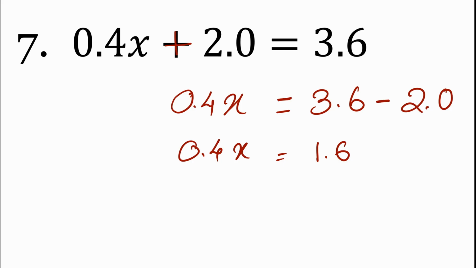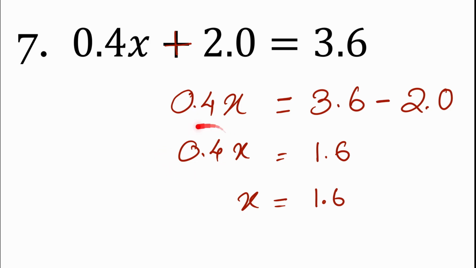Next we are going to step 2. What is step 2? You have to move the 0.4 to the right hand side. Starting with the equal sign, 1.6 is already on your right hand side, and when 0.4 is leaving from the left hand side to the right hand side, what is remaining? X will be remaining on the left hand side. So x equal 1.6.